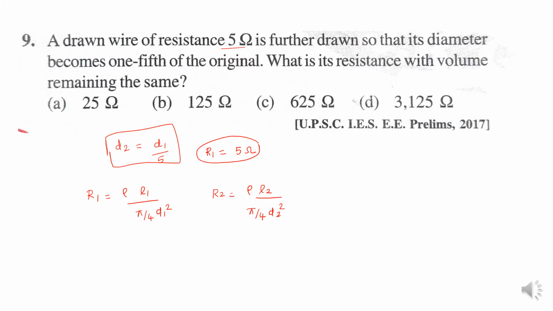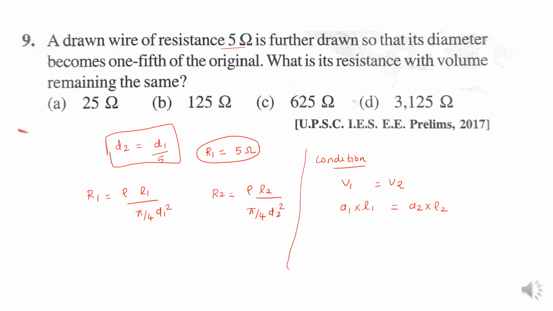Here I am going to find out the new value of resistance. What is the condition given? The condition is volume 1 equal to volume 2. So what is volume 1? That is A1 into L1 equal to A2 into L2.